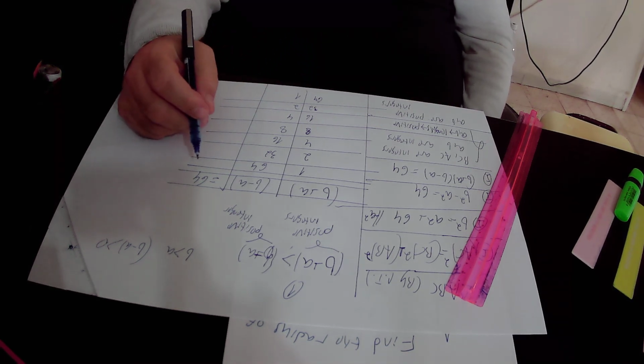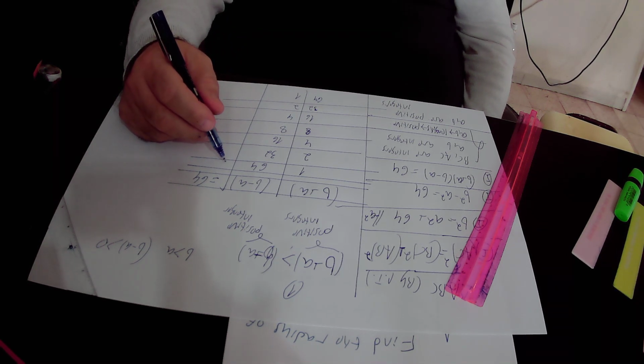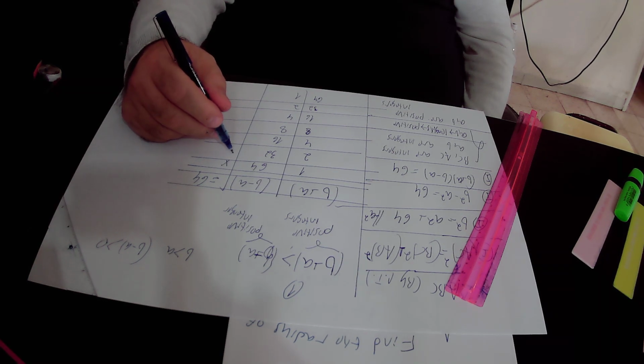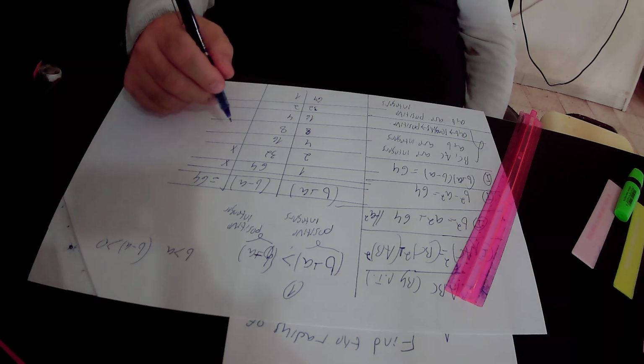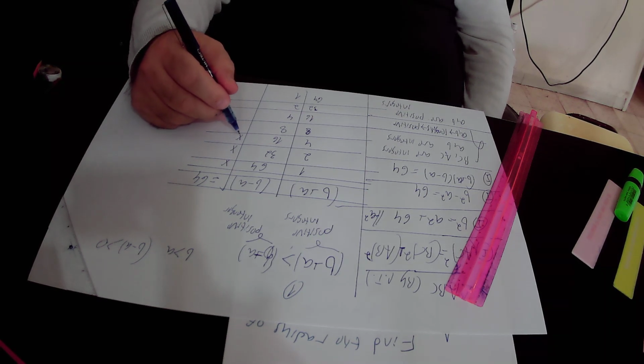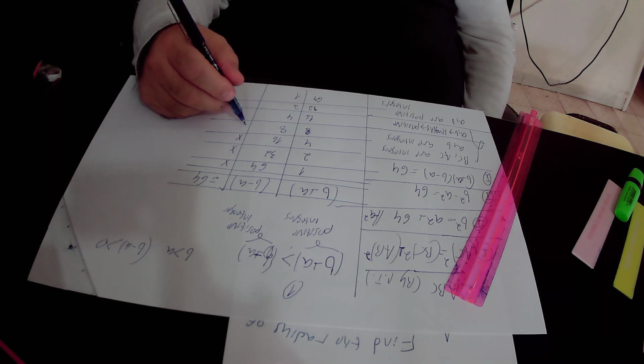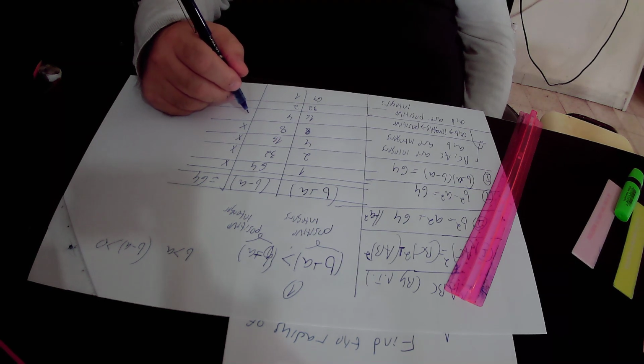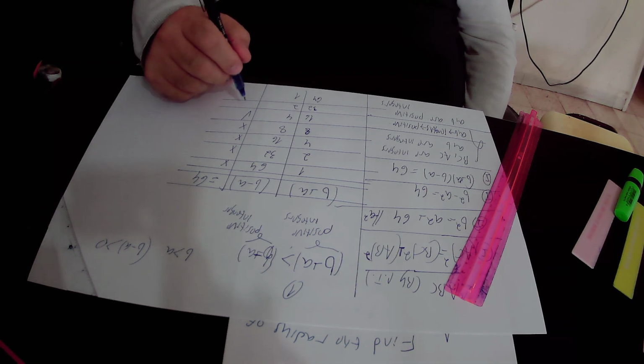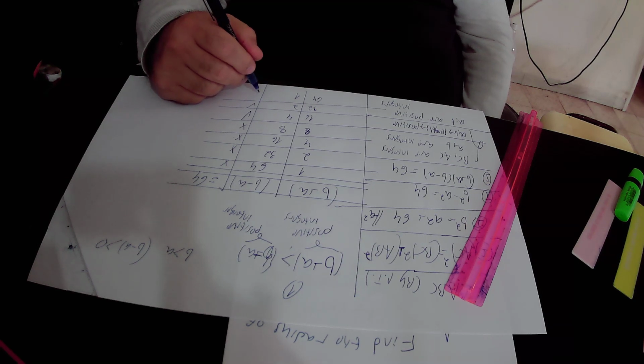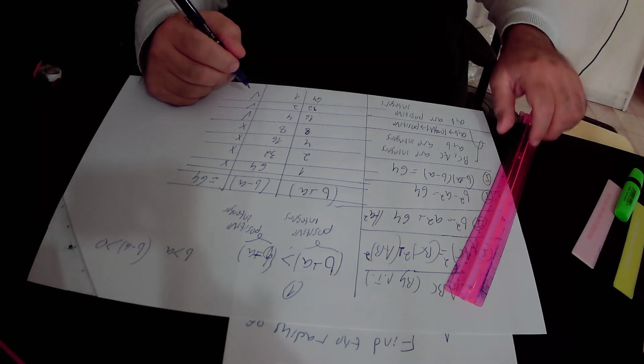Okay, so 1 is not greater than 64, therefore this is an incorrect solution. 2 is not greater than 32, therefore it is not a correct solution. 4 is not greater than 16, it is not a correct solution. 8 is not greater than 8, it is not a correct solution. 16 is greater than 4, it is a good solution. 32 is greater than 2, it is a good solution, and 64 is also greater than 1, therefore it is also a good solution.